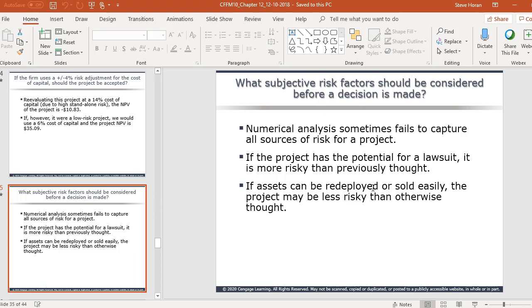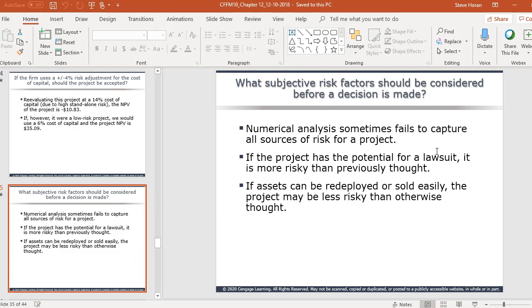So we focus on the quantifiable first, but there's subjective things we have to worry about also. Obviously, a numerical analysis sometimes fails to capture all sources of risk. We have to be aware of other sources of risk that were not captured in the analysis. So if the project we sell might result in lawsuits, product liability, refunds because it breaks or it doesn't work, well, those are all things to be concerned about.